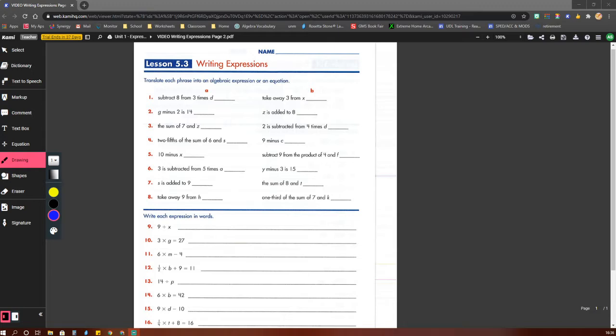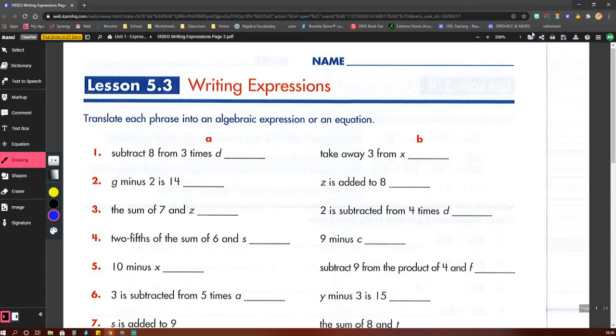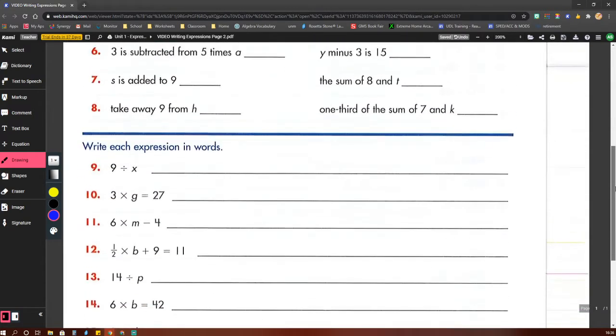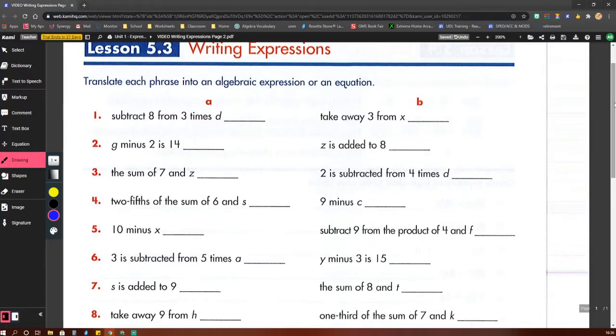This time we will be looking over the Writing Expressions Practice Worksheet. The first thing I'm going to do is zoom in to at least 200% so I can write a little bit easier. I'm going to start by writing my name. Now, there are two sections to this worksheet. I'm going to solve one set of problems for each one.